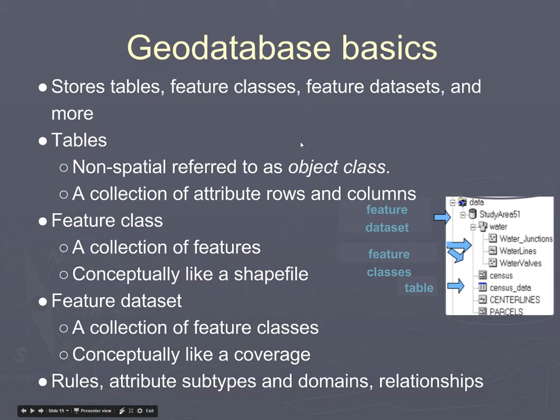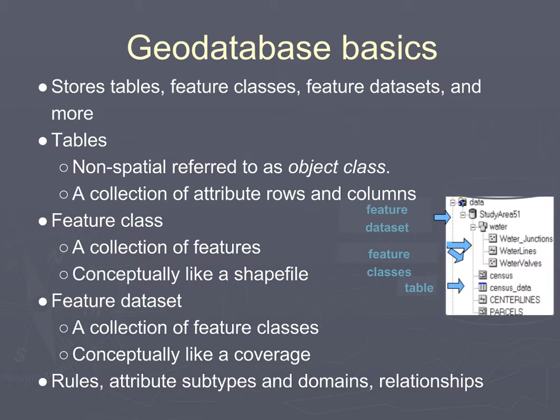The basics of a geodatabase is that you have tables, non-spatial tables, feature classes, and feature datasets. Non-spatial tables are often referred to as object classes. They are collections of rows and columns. They look like this icon, just a table looking icon. Feature classes are a collection of features, points, lines, and polygons. Conceptually, a feature class is a lot like a shapefile, except you can have many feature classes within one geodatabase. A feature dataset provides a way to organize a collection of feature classes.